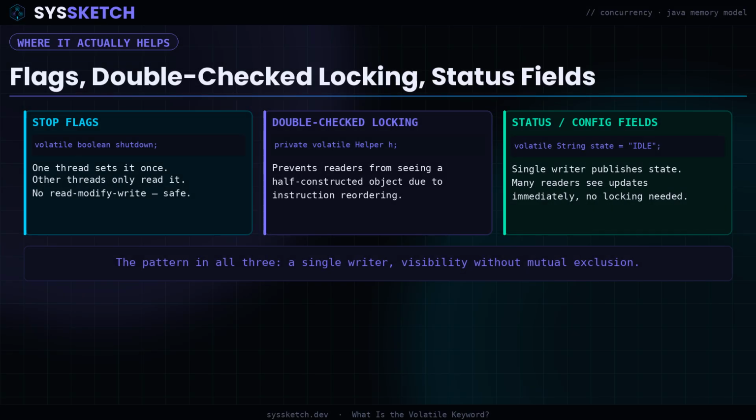So where does volatile genuinely earn its place? The pattern across every good use case is the same: a single writer, and one or more readers who only need to observe a value, never combine a read with a write. A shutdown flag fits perfectly. One thread sets it once, every other thread only ever reads it.